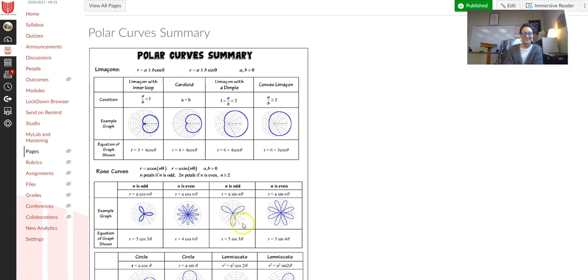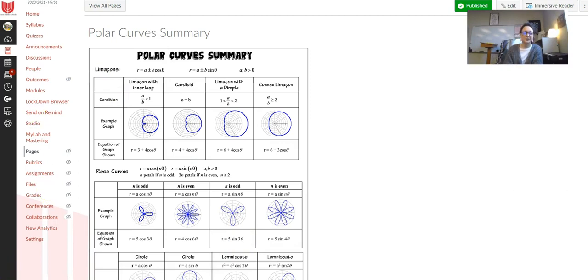And we've got similarities for sine here. Notice in general, if you're dealing with a cosine function, then you're typically going to have symmetry with respect to what? With respect to the polar axis, whereas if you've got a sine function, you're typically going to have symmetry with respect to the line theta equals pi over 2, okay?